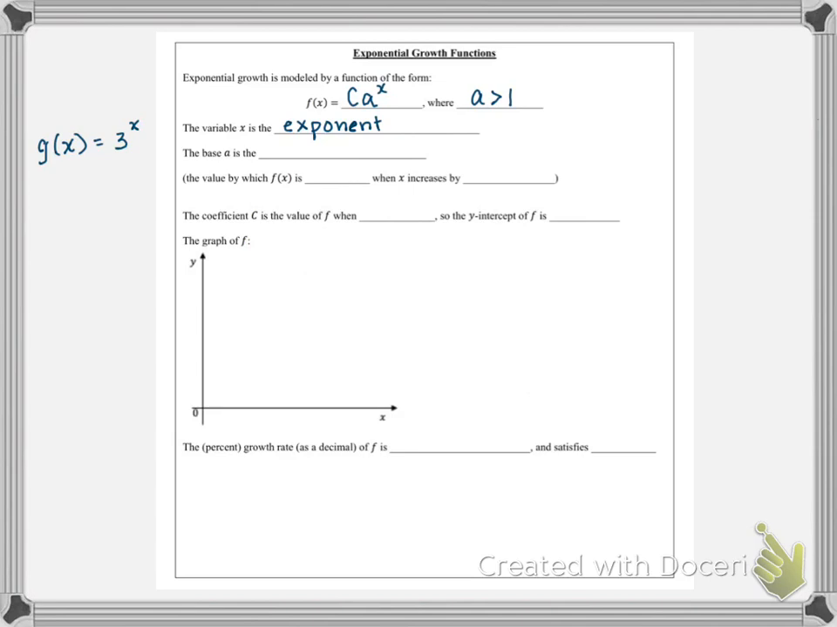And in general models, so a lot of what we're going to be doing with these is modeling applications, so real life scenarios, a large percentage of the time in those applications, the input is time. So in percent change problems, we're often talking about something changing over time. And so the exponent represents the time period associated with the change.